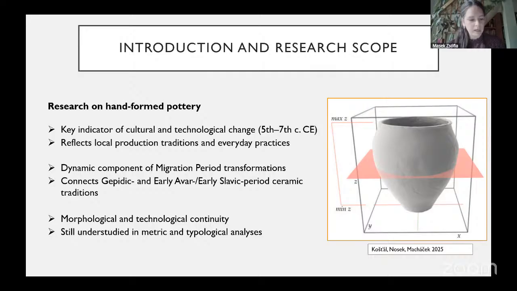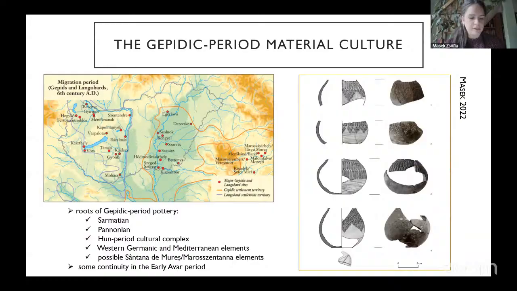At the same time, hand-formed pottery may provide an important connecting link between the Gepidic period and the so-called early Avar and early Slavic horizons, particularly through the continuity of certain morphological and technological traits. Despite its significance, this transitional ceramic tradition has so far received relatively limited systematic typological and metric analysis in our region. The Gepidic period material presented here was originally processed by me within the framework of my doctoral dissertation.